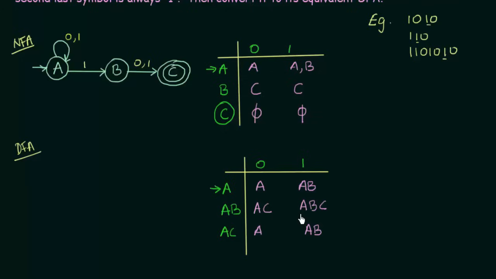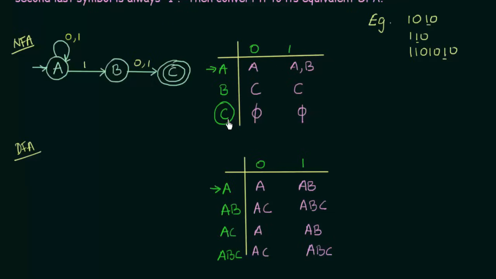So what was left from this one? ABC was left. So let us discuss ABC. Now in order to check for ABC, I have to perform the union operations of A, B and C in this table. So on getting input 0, the union of A, C and phi, which will be AC. And on getting input 1, it will be the union operation of A, B, C and phi, which will be ABC.